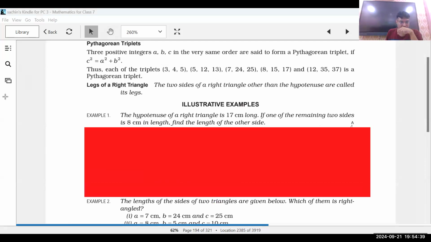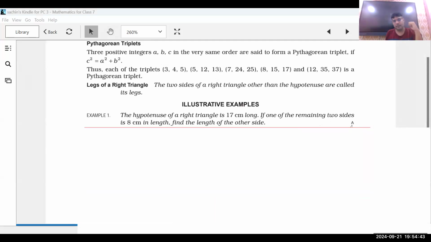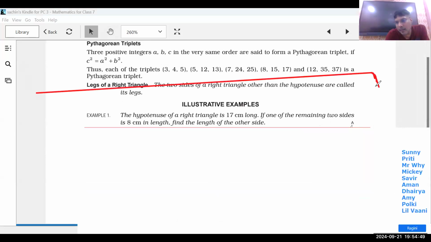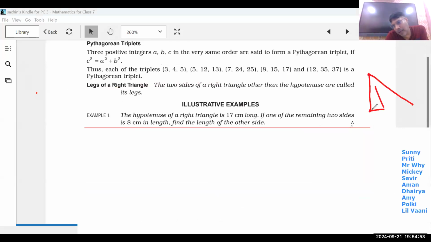Do this question, guys. Remember, the hypotenuse is always opposite to the right angle. Suppose ये मेरा ये triangle है. And this is the right angle. So hypotenuse will be opposite to it. And hypotenuse is the longest side of the right angle triangle.